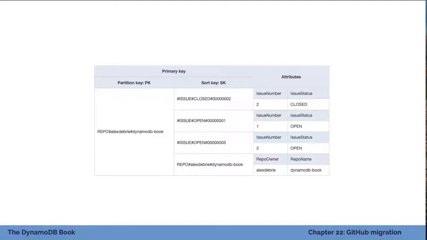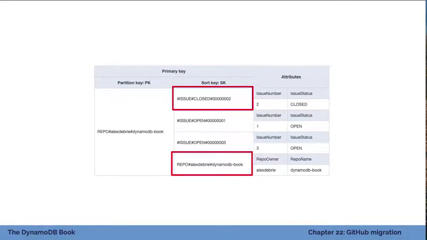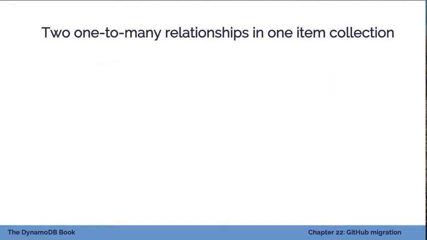There's one problem with this, and right here is the closed issues are at the very top of our item collection, but then that repo item is at the very bottom of our item collection. So this screws up that get repo and issues access pattern. We want to get the parent object as well as all the related objects because they're not next to each other anymore. Now, we've talked before about how you can do two one-to-many relationships in a single item collection.